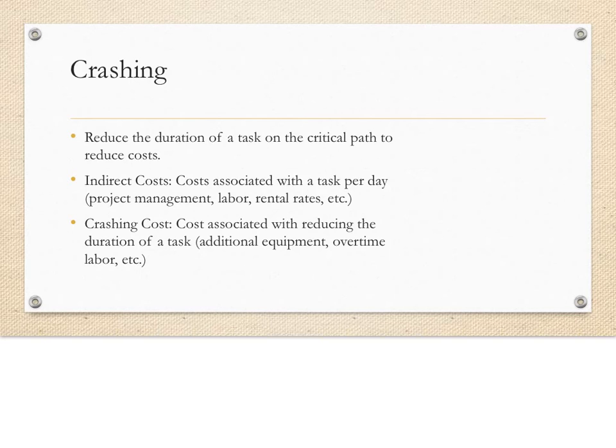Compare this with the crashing costs, which are the costs associated with reducing the task. So these would be the overtime rates for the laborers that have to work longer days, the use of additional equipment and additional crew. So the difference between these costs will determine whether or not it is beneficial to crash this task.